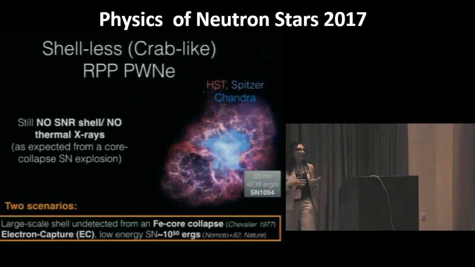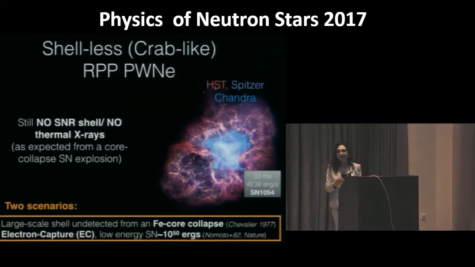The Crab is our poster child for a core collapse explosion. Despite that, we still do not understand the explosion. When viewed as a supernova remnant, it has an uncomfortably low ejecta mass of about 4.5 solar masses, and very low kinetic energy of less than 10 to the 50 ergs. Moreover, the supernova remnant shell expected from this explosion is still missing. Despite deep searches for that shell, in radio and in X-rays, none was found. Where is it?